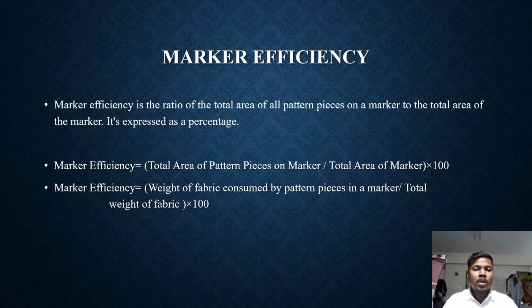Marker efficiency. Marker efficiency is the ratio of the total area of all pattern pieces on the marker to the total area of the marker. It is expressed as a percentage. The formula of marker efficiency is total area of pattern pieces on marker divided by total area of marker, times 100. We can also calculate marker efficiency by weight. The formula is marker efficiency equals weight of fabric consumed by pattern pieces in a marker divided by total weight of fabric, times 100.